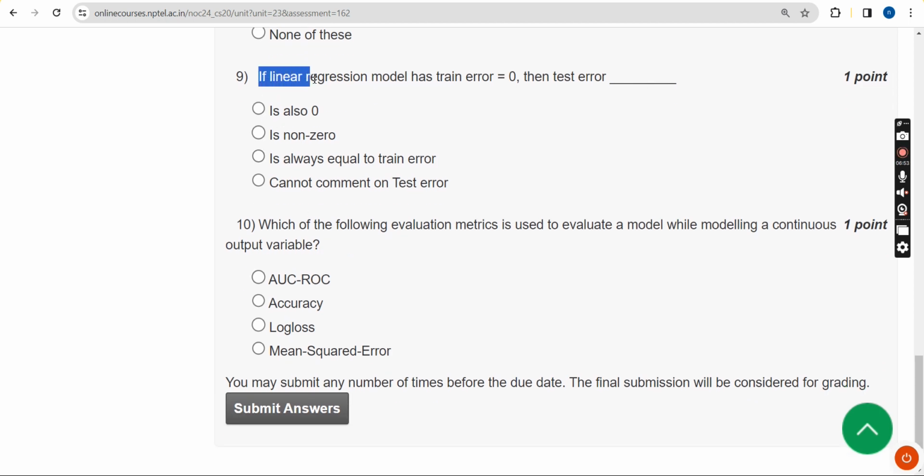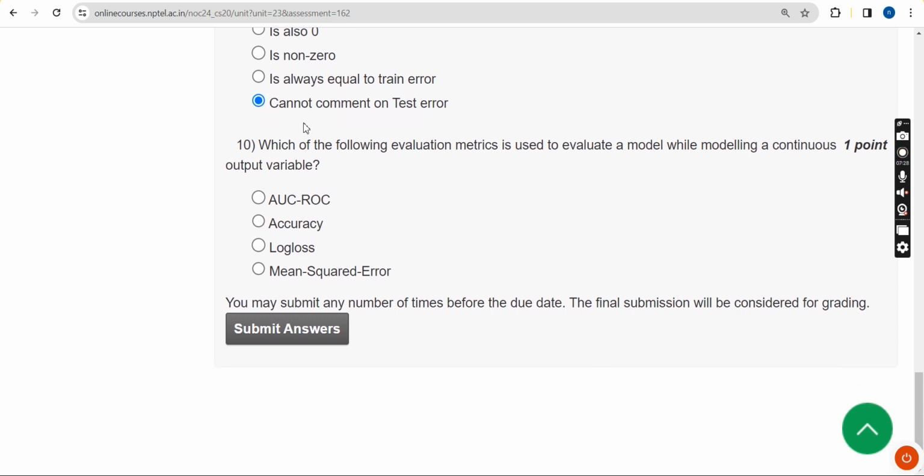Next, the ninth one. If a linear regression model has train error as 0, then what will be the value of test error? For the ninth question, the probable answer is the fourth option, cannot comment on test error. We cannot determine whether the test error can be 0 or not. We can't predict. So for the ninth question, the probable answer is the fourth option, guys.